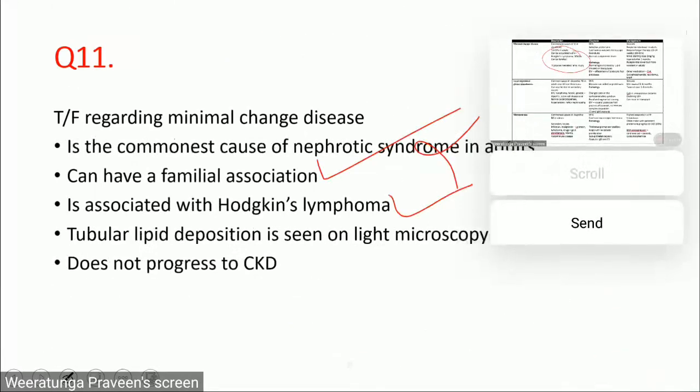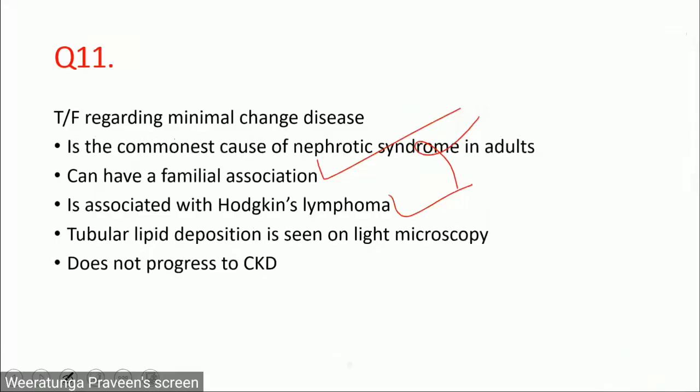Now, minimal change disease, light microscopy, is usually normal. That is what the name comes up as, minimal change disease. But you can sometimes see a little bit of tubular lipid deposition.